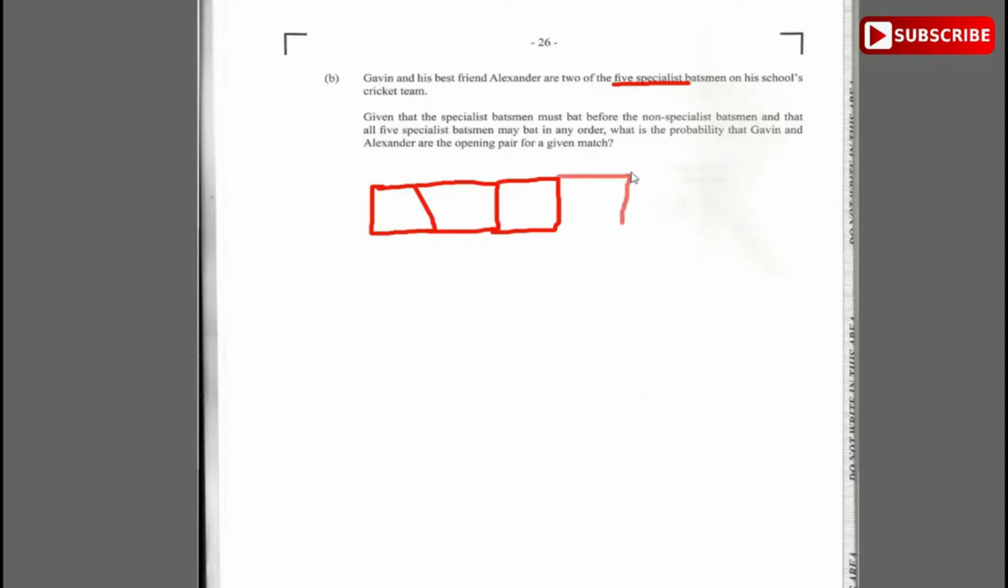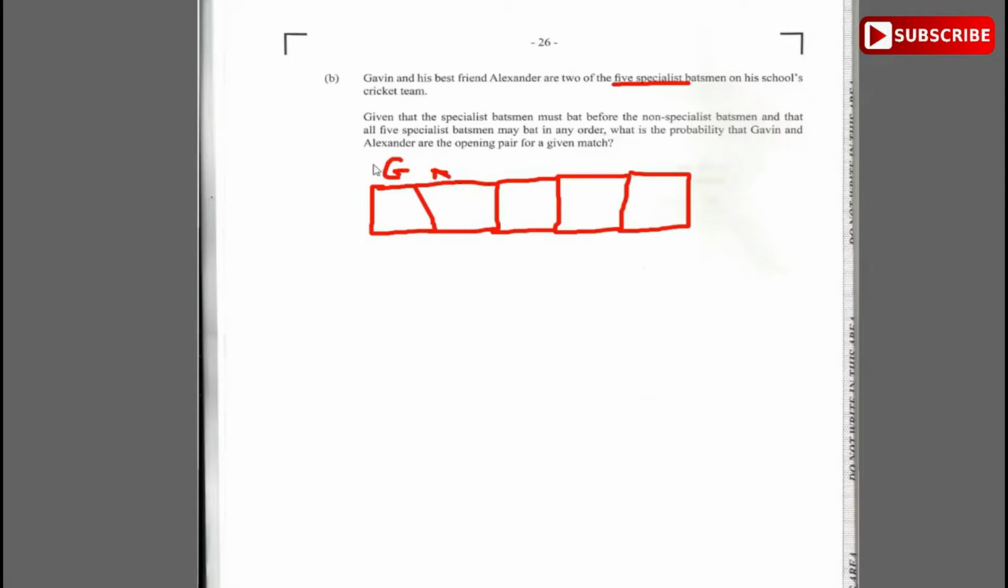So 5 of them, all right here. And we need the possibility of Gavin and Alexander opening. So we need Gavin and Alexander opening. What's the probability of Gavin and Alexander opening? All right. So now, to choose these two.